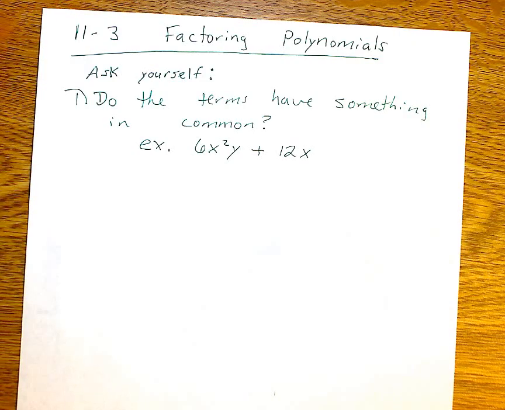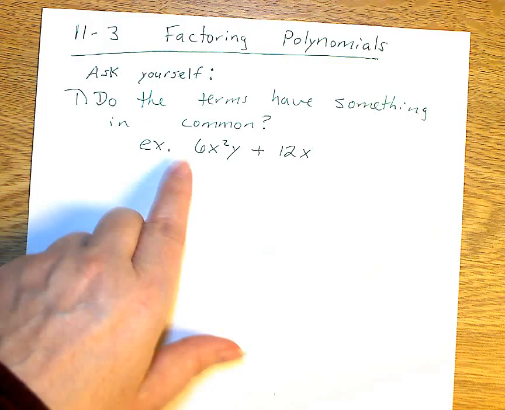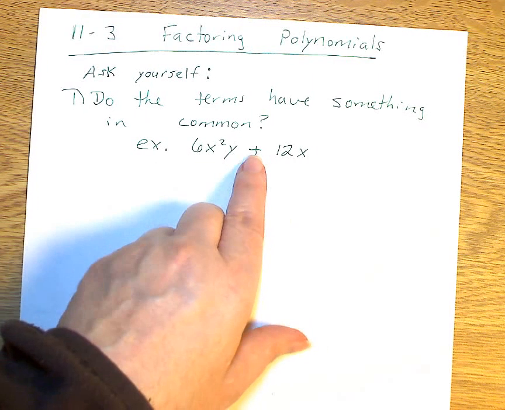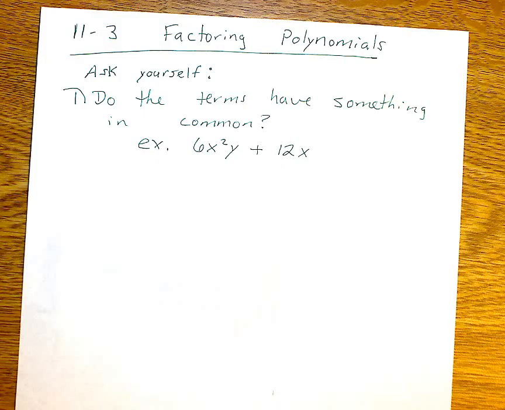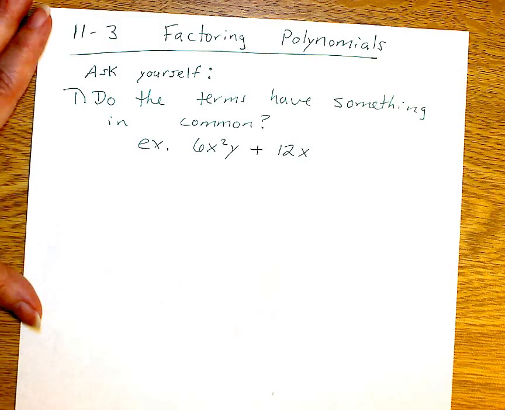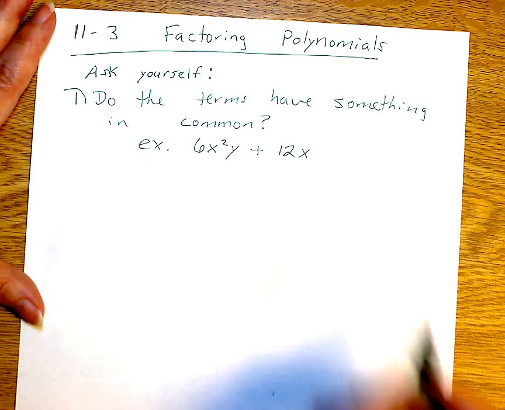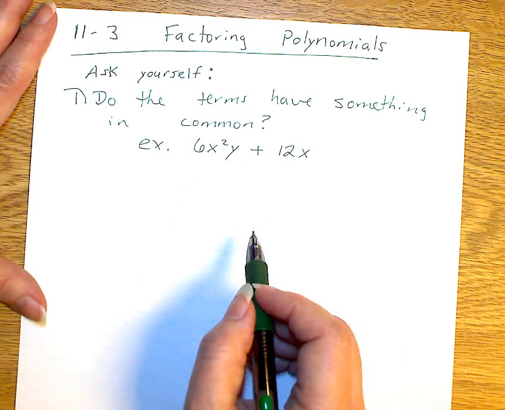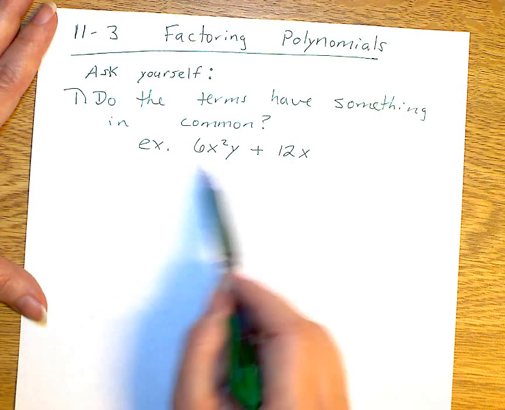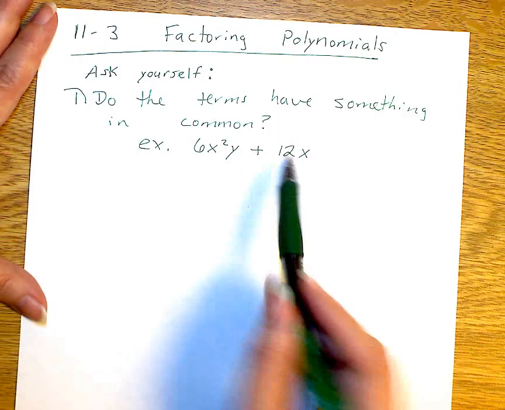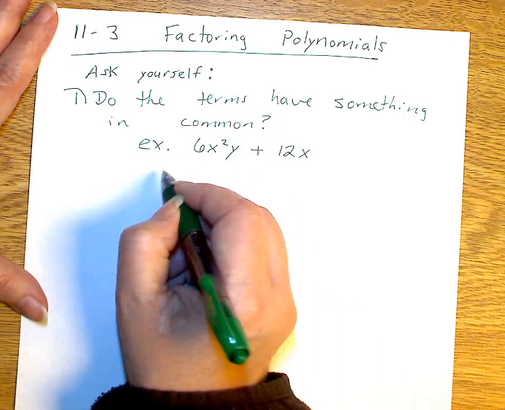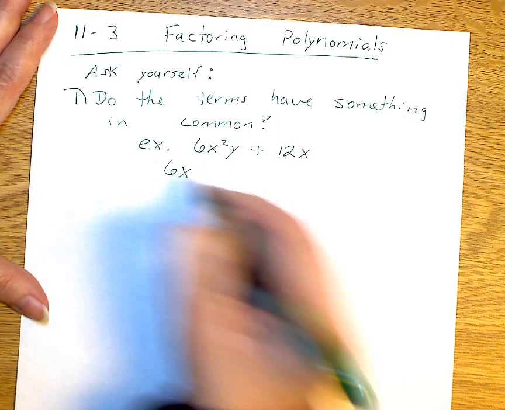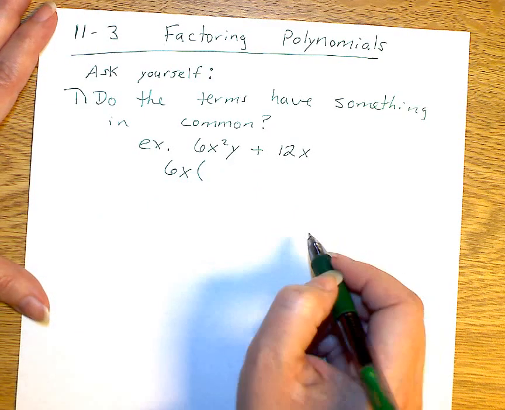All right, so do these terms, remember the term is separated by your addition or subtraction, have something in common? And the answer, hopefully you say, is yes, they do. So what do they have in common? You have to pull out what they have in common to factor it. So what does this term have in common with this term? 6x. So we're going to pull out 6x. So just numbers that they can both be divided by.